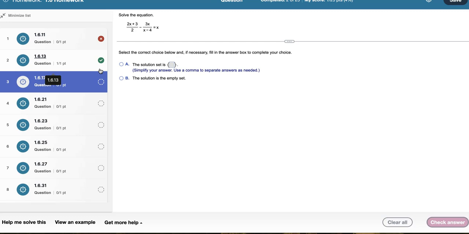So you can use that feature of giving you a similar problem as many times as you like for extra practice or just until you want to get that green check mark. So I hope that you keep going to try to get 100% on each homework assignment.